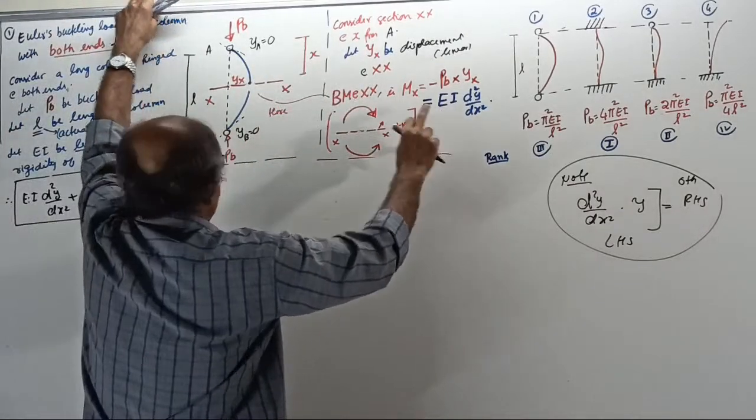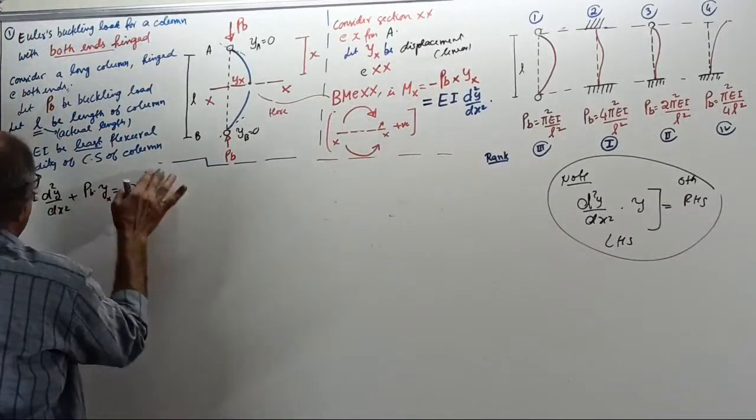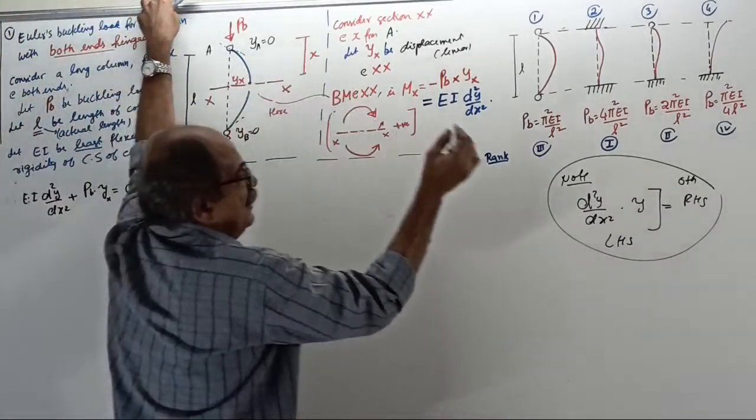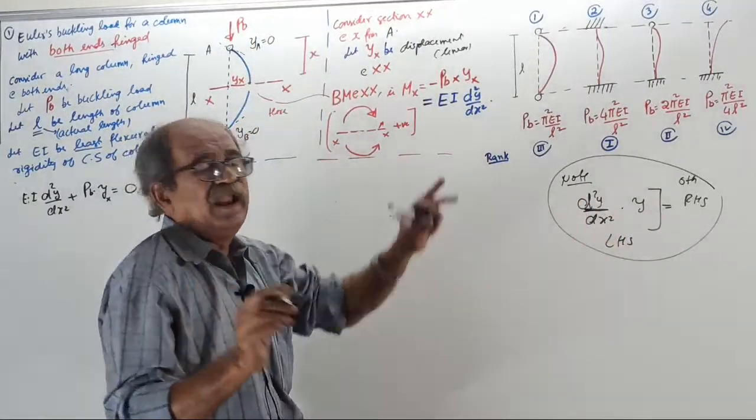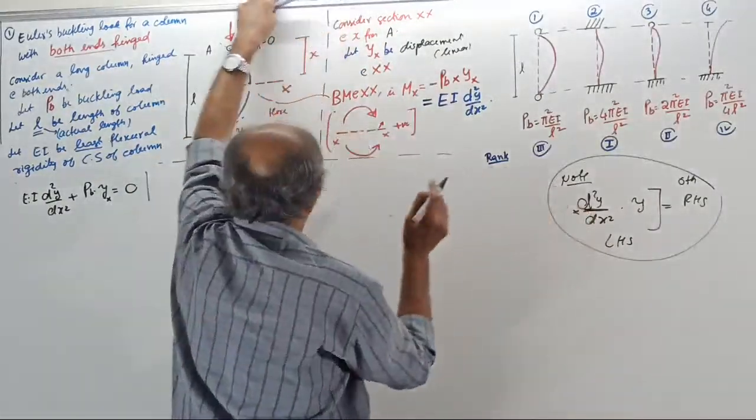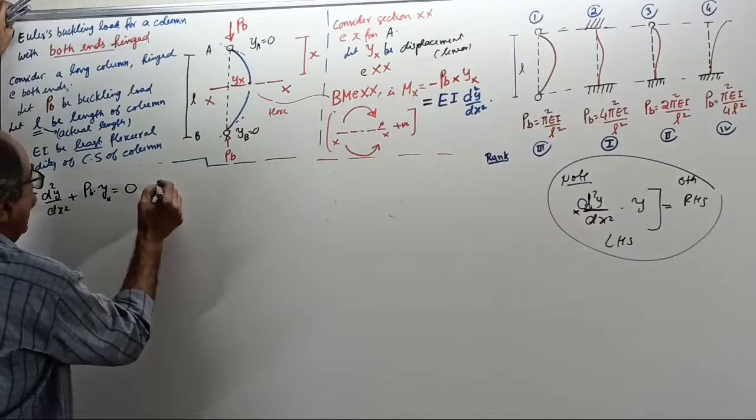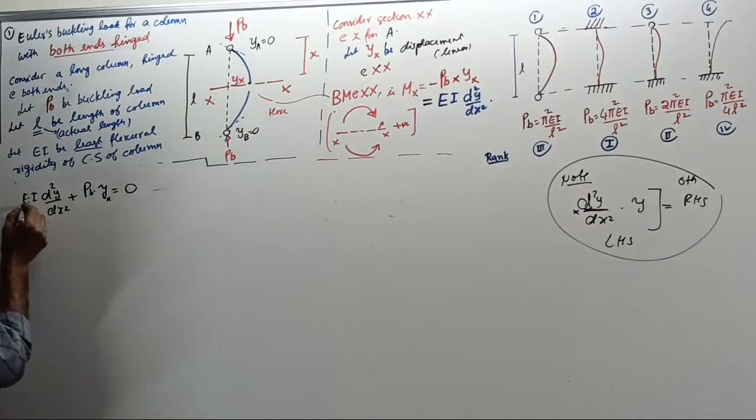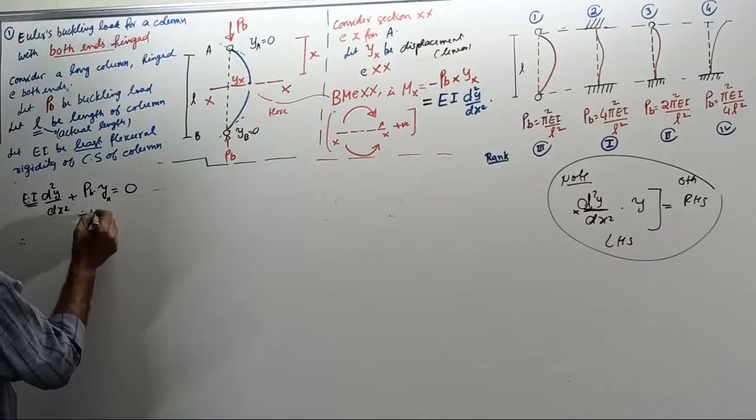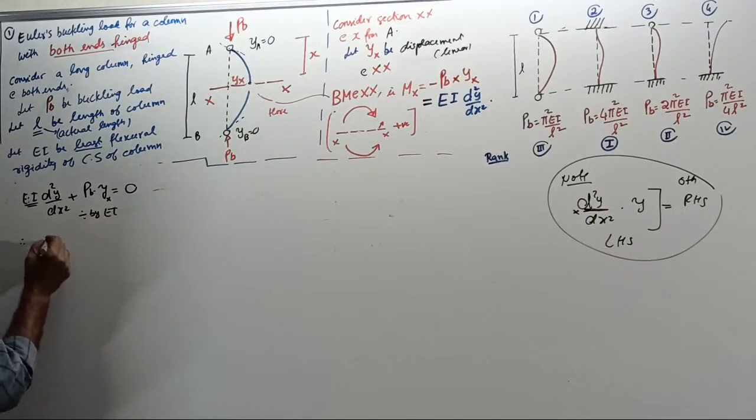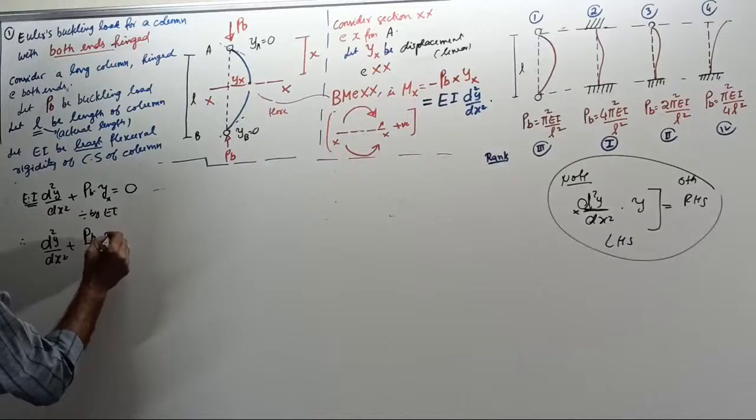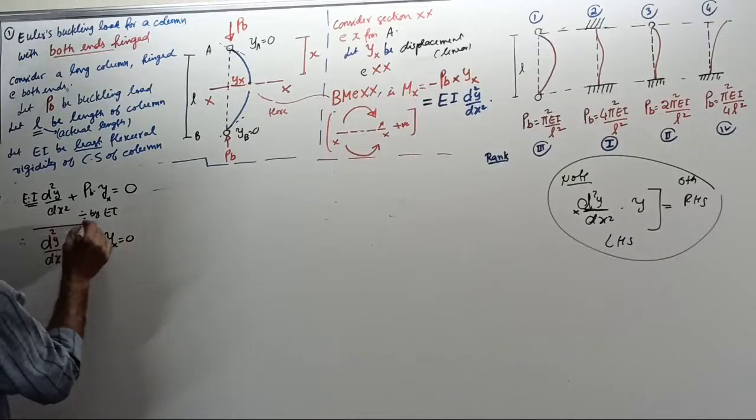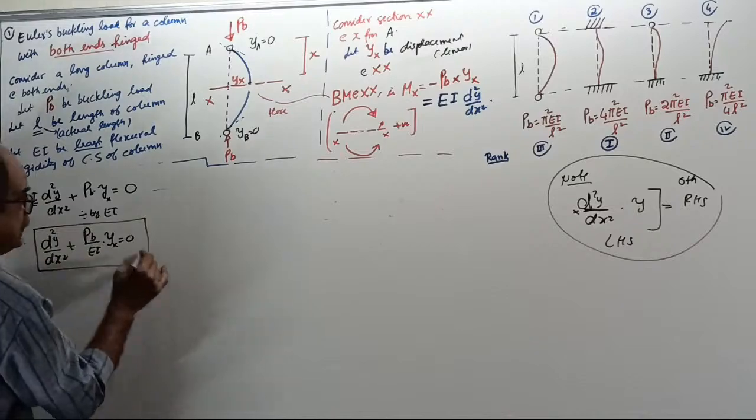See, one more thing. This you bring it. Then you want d square y by dx square, nothing should be there. There should be no coefficient. What you do? Therefore, I will write here, divide by EI. What you get? You get d square y by dx square plus PB divided by EI into y(x) equal to 0 is the differential equation.